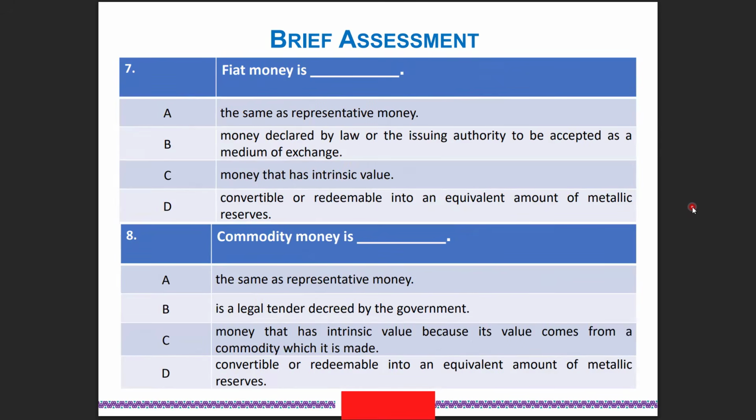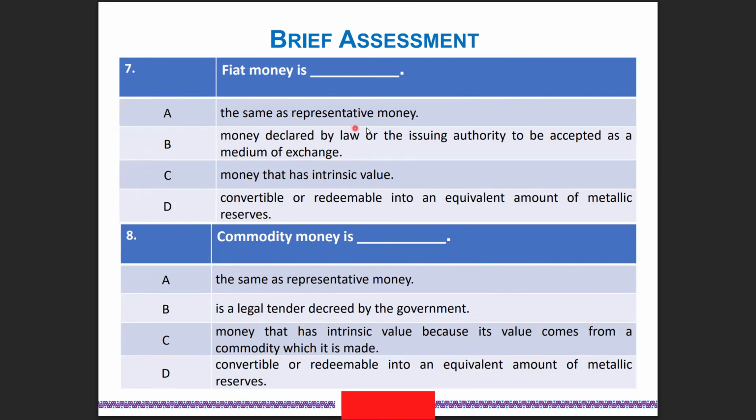Fiat money is what? Remember, we have different kinds of money. We have commodity money, where they use cows, cattle, gold and salt. Then we have representative money, where they would create a paper, and that paper can be used to purchase a fixed quantity of commodities. Then we also have fiat money, which gets its value from the government, right? And has to be accepted by everyone.